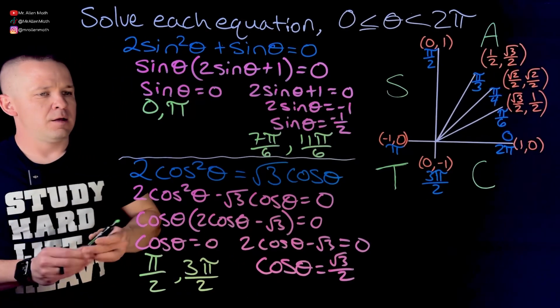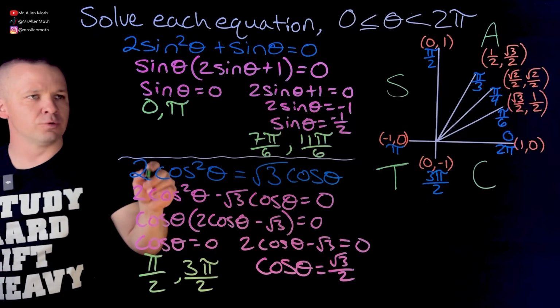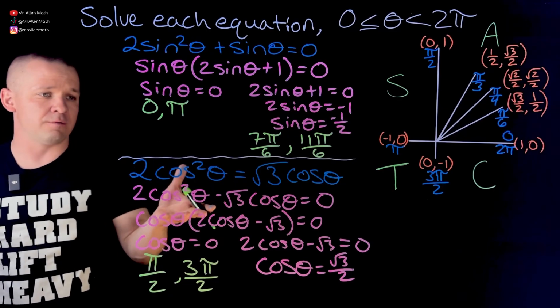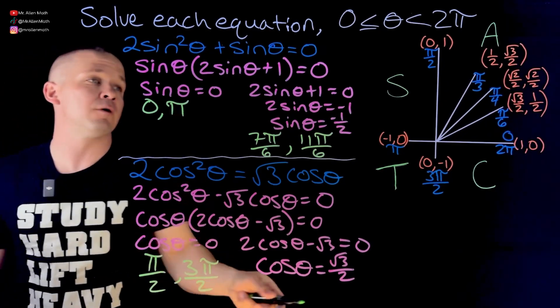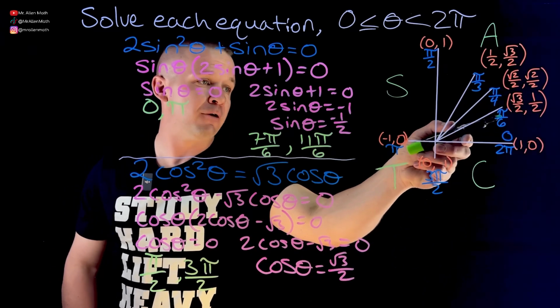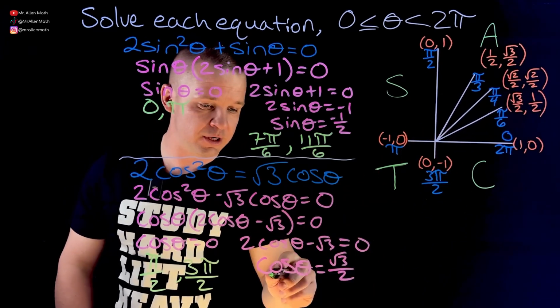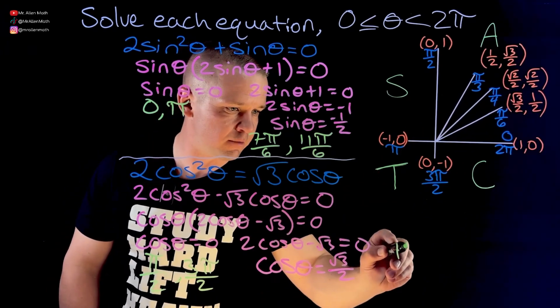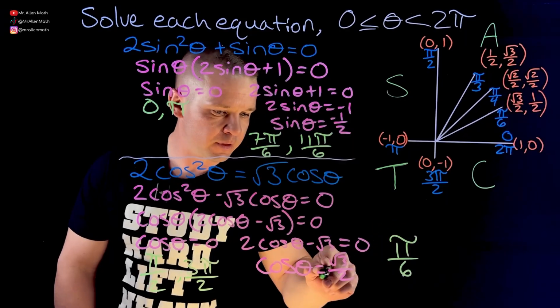Okay. Next up, I got cosine of theta equals root 3 over 2, and it's positive root 3 over 2. Well, where's my x coordinate root 3 over 2? It is at pi over 6. So one of my solutions here is pi over 6. I'll put it right next to it over here. I feel like I'm running out of room down here.